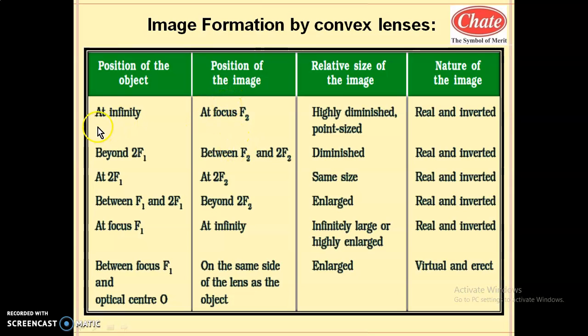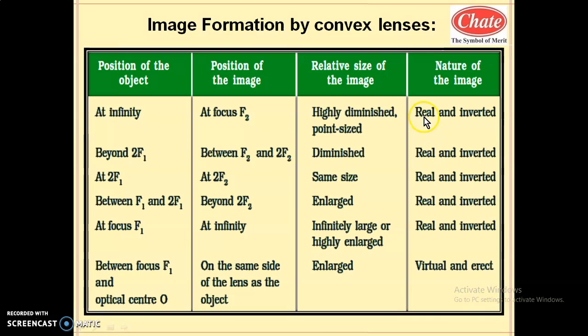So if object is at infinity, image is no doubt at the focus, but as the lens is a transparent medium, which focus? It is F2. So when object is at infinity, image will be at focus F2. How is the size of the image? It is point size, highly diminished. It is real and inverted. Always with real, the word is inverted.